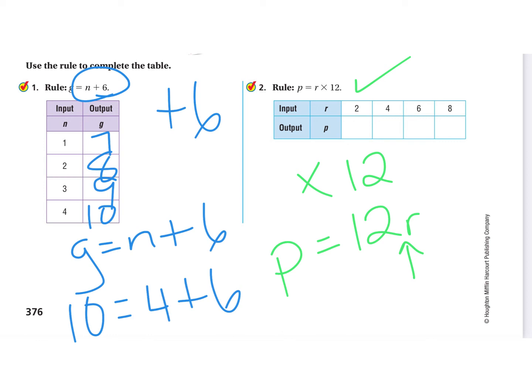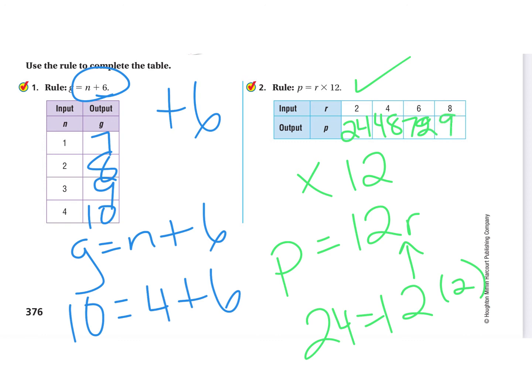So again, I'm going to pick one out. I'm going to say the first one, 2, and I'm going to put it in parentheses here. So 12 times 2 is 24, so I'm going to come back and say, okay, underneath, this needs to be 24. And then if you know your multiples of 12, you're going to be fine here. 12 times 4 is going to be 48. 12 times 6 is going to be 72. Oops, 72, that's a 2 there. And then 8 times 12 is going to be 96. All right, so pretty simple, not too bad.